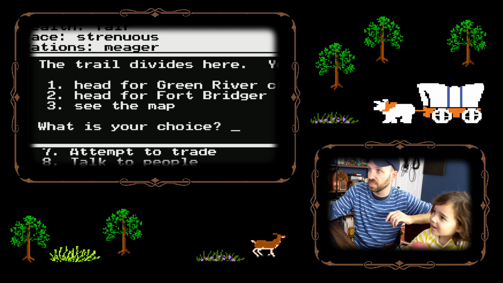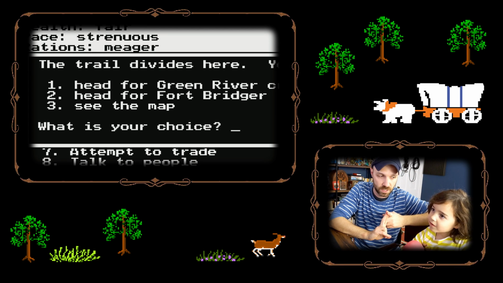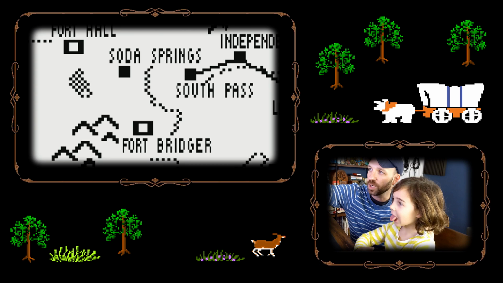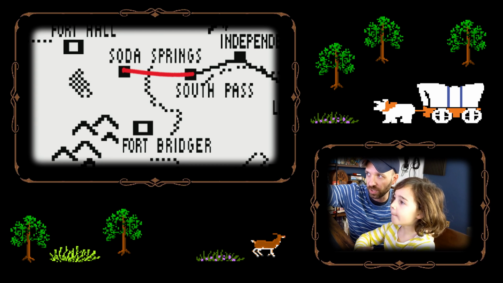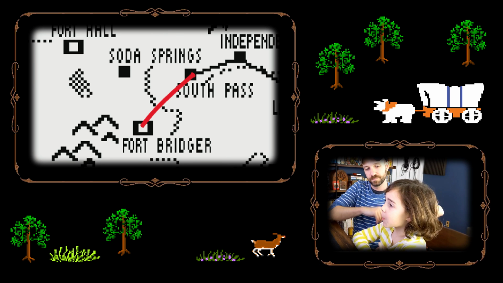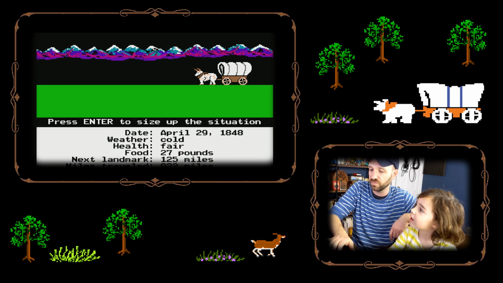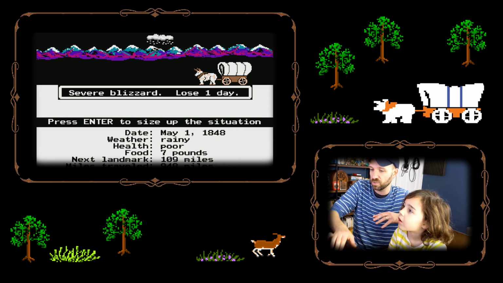Whoa. The trail divides here. You may head for Green River Crossing or head for Fort Bridger. I want to look at the map. If we cross the river, it's a shorter journey, but probably more dangerous. But if we go down to the fort, it takes longer, but we can avoid the river. The fort? Yeah. Okay, the fort. This is 125 miles to Fort Bridger. Here we go. We're about to run out of food.